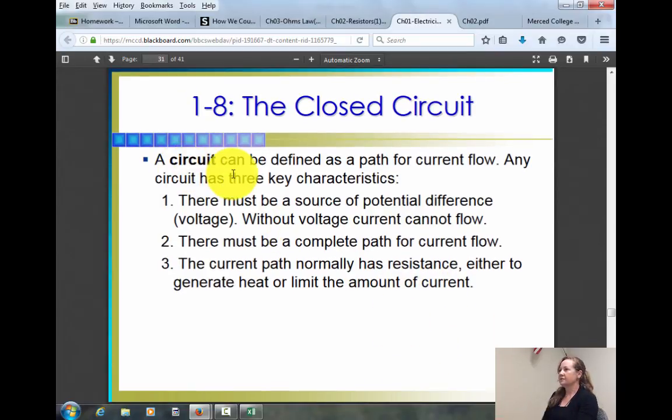So just a couple more slides here. A circuit can be defined as a path for current flow. Any circuit has three characteristics. It has to have voltage. There has to be a complete path. It can't be broken. And the current path has resistance either to generate heat or limit the amount of current.